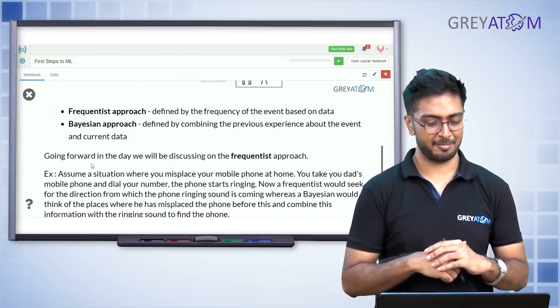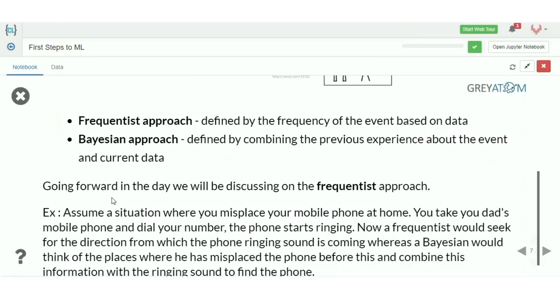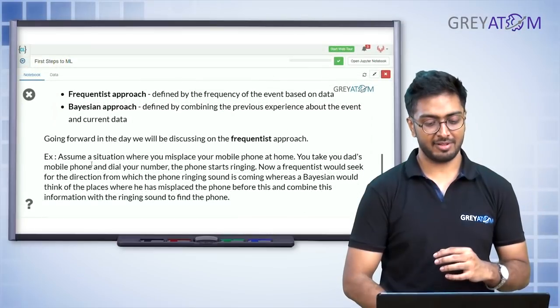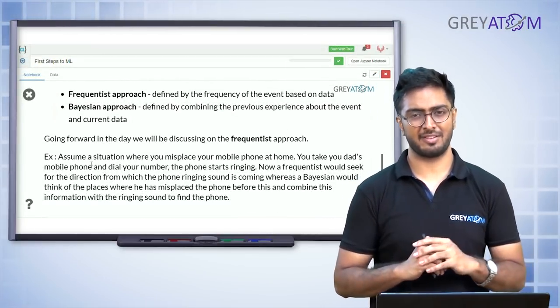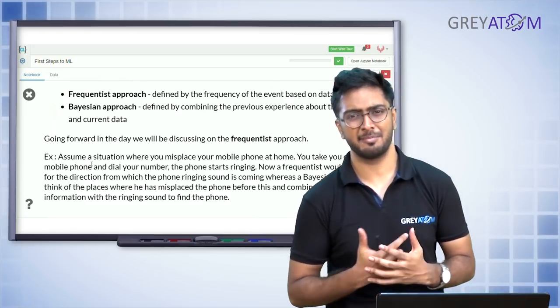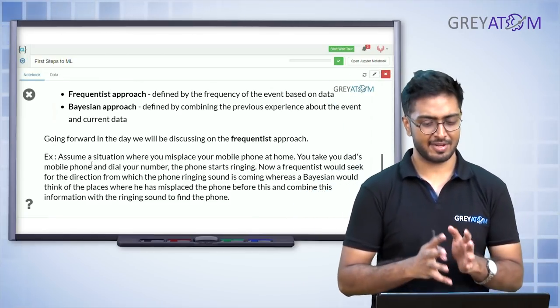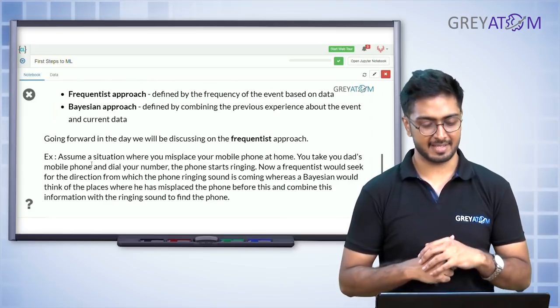Let's understand that with a real-world example. And there's a Bayesian approach, which is defined by combining previous experience about the event and the current data. Going forward, we would be discussing mostly the frequentist approach. That's perfectly fine, but let's understand what frequentist means. Sounds very hodgepodge, right? So let's look at an example.